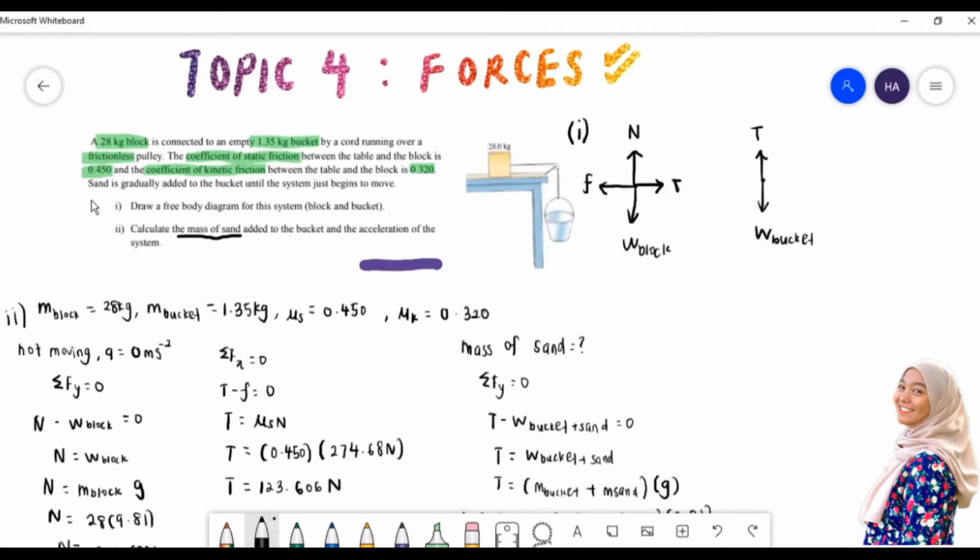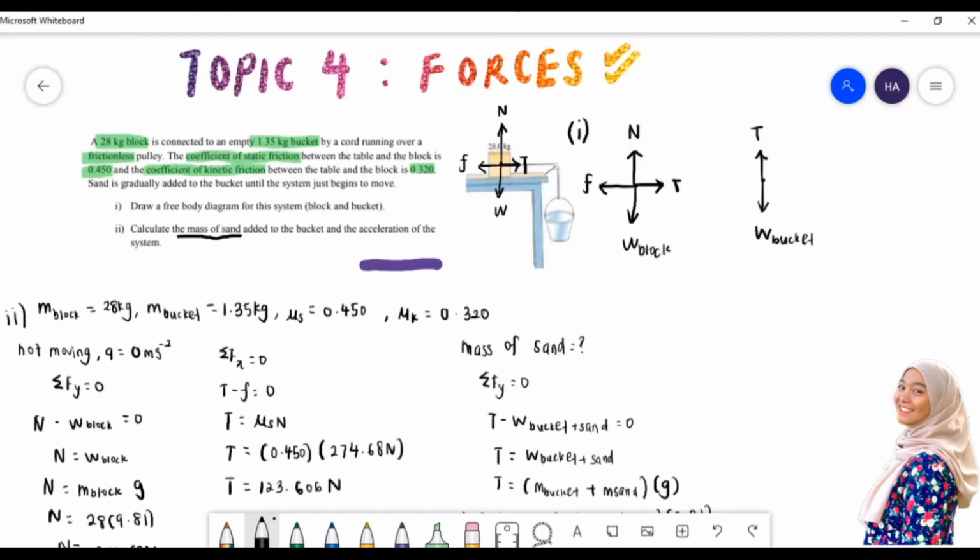Okay. So the first question asks to draw a free body diagram for this system, block and bucket. So we have the block here and the bucket here. Looking at the block, we have the normal force and then the weight of the block, because the weight of the block and the weight of the bucket are different. Then here we have tension. Okay. And here we have friction. Why is there friction? Because even though it says frictionless pulley, it is the pulley that is frictionless, okay? Not the block. So it has friction.